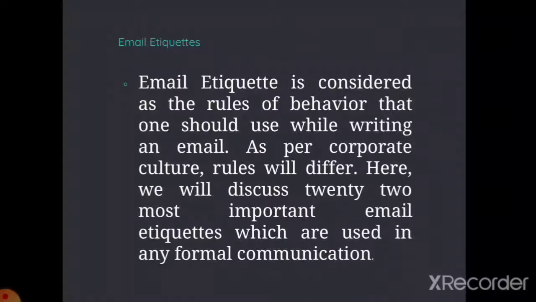Email etiquette is considered as the rules of behavior that one should use while writing an email. As per corporate culture, rules will differ. Here we will discuss 22 most important email etiquettes which are used in any formal communication. Okay, it may happen that as per the culture, as per the field, the rules are different. But there are common rules while writing an email that we should follow.